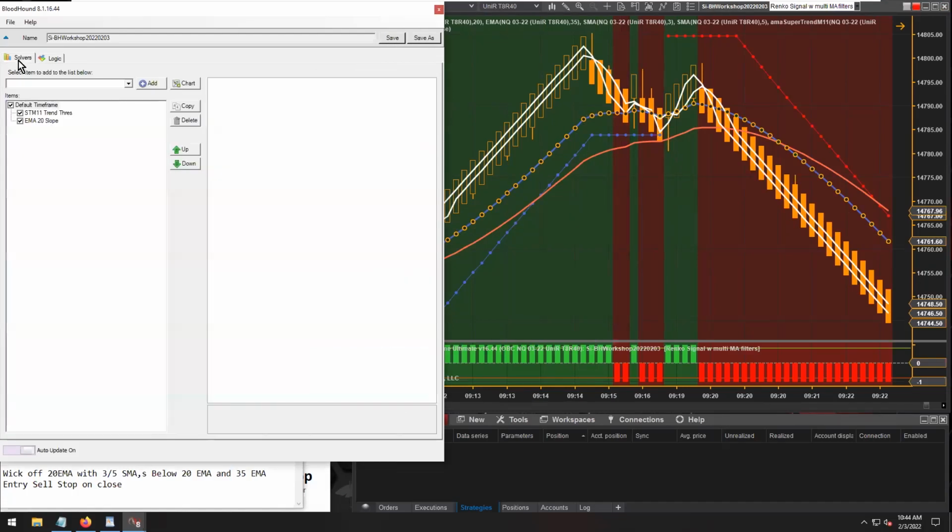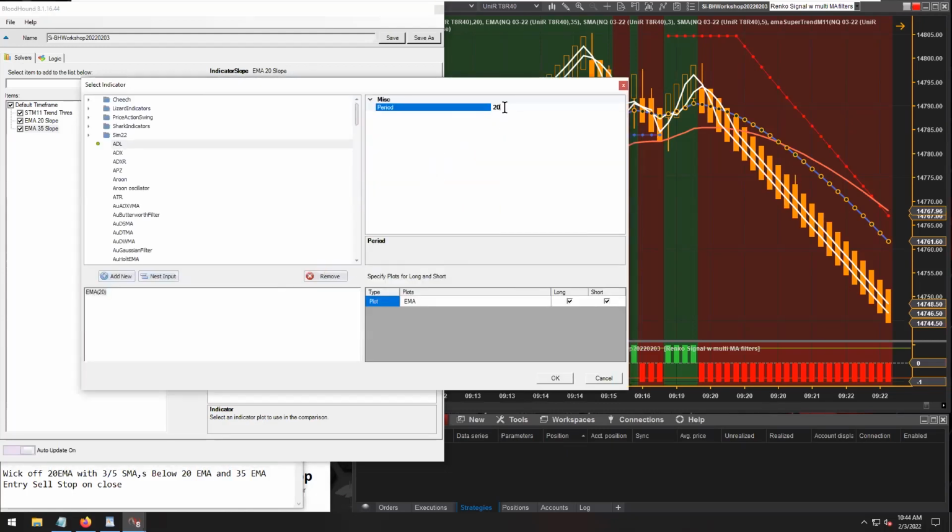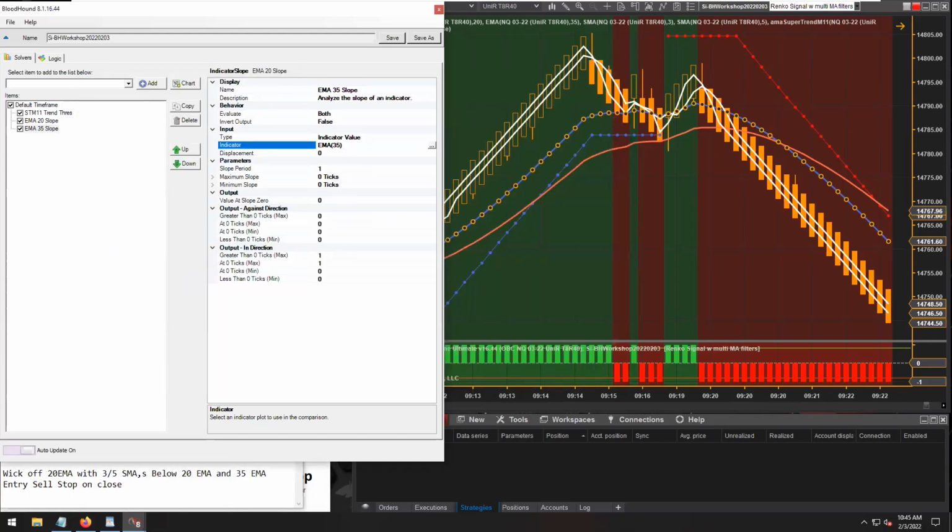So there's one, and let's see here. I'm going to take a little shortcut here. I'm going to go over to the Solvers tab. I'm on the Solvers tab. I'm going to use the copy button. You can see I just made a copy of that EMA 20 slope solver, and I can change the name to the EMA 35 and then go into the indicator, open up the indicator, and change the period to 35 there. So now we have the slope of the EMA 35 period right there.